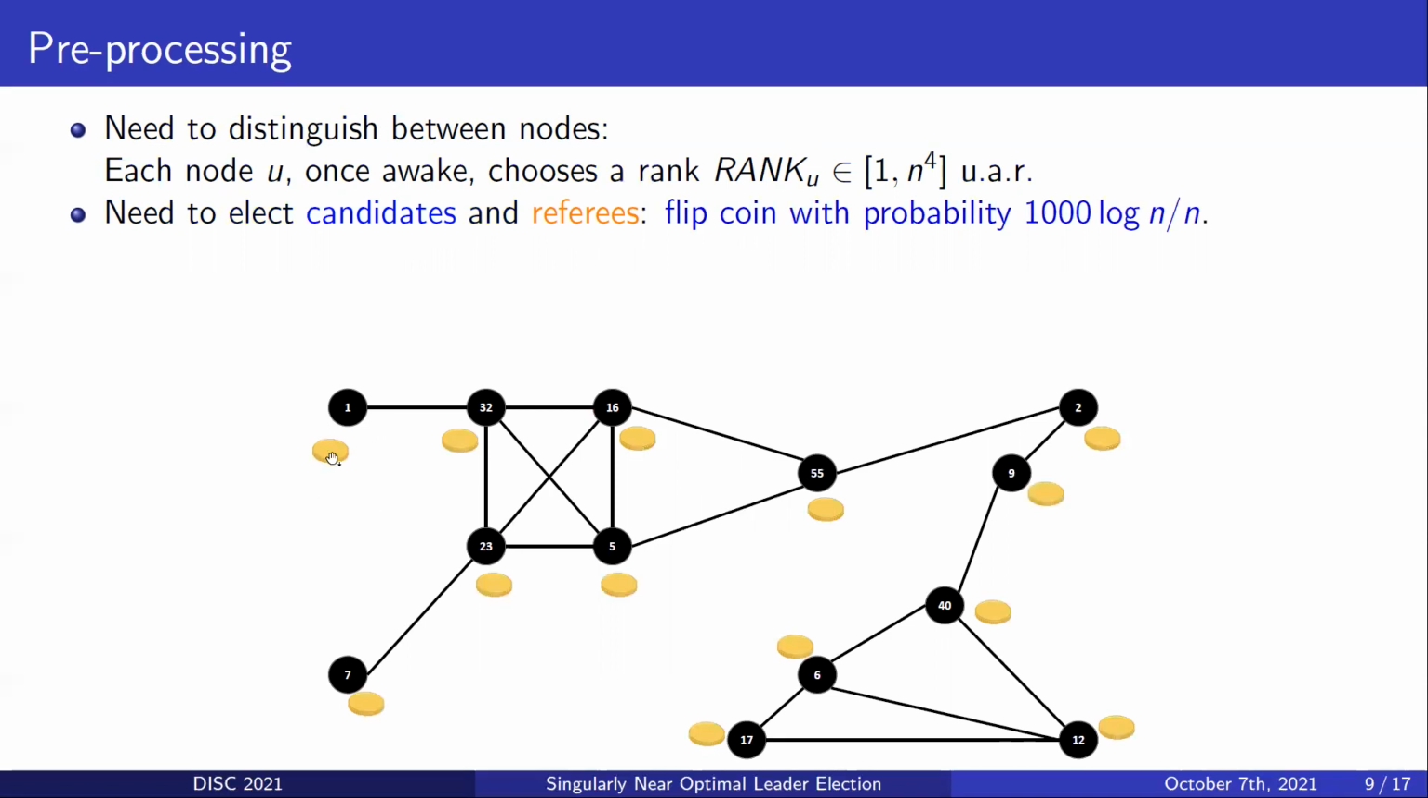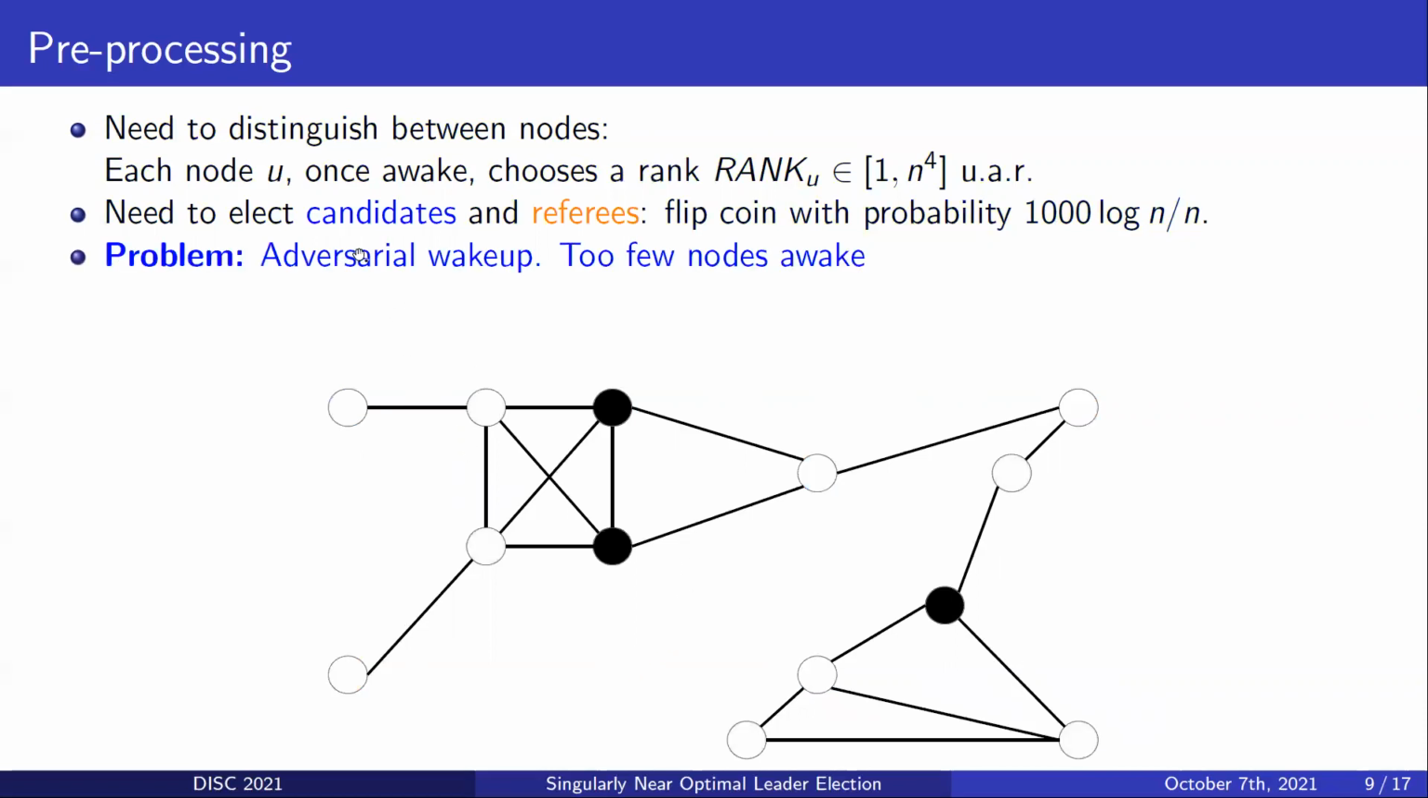Have each node flip a coin with probability 1000 log n by n. This will guarantee that on expectation, there will be 1,000 log n nodes that are candidates and 1,000 log n nodes that are referees. The only catch is there's adversarial wake-up. So the adversary might initially just wake up too few nodes, which results in the following situation. When they flip coins, not enough nodes were awake, so no candidates come up. Because at the end of the day, only a candidate can become a leader.